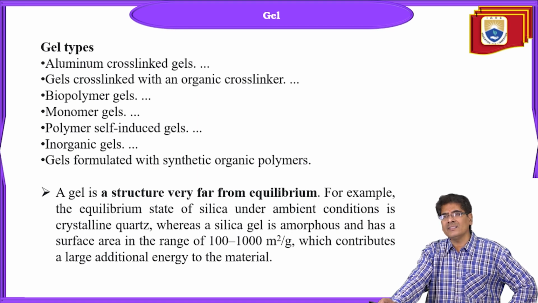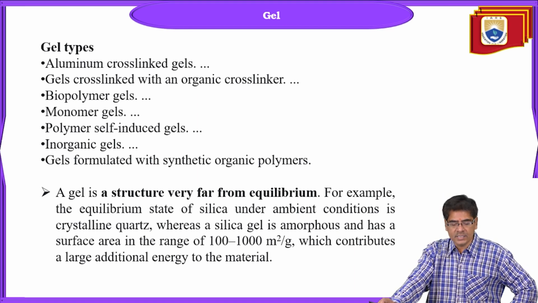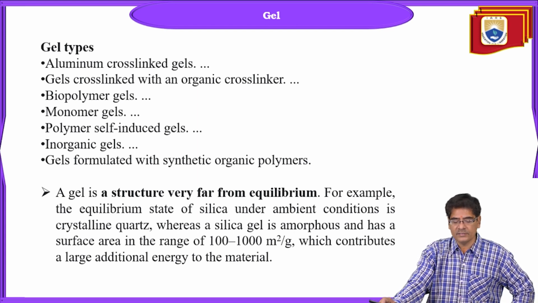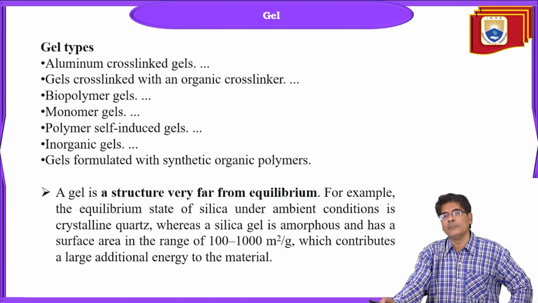What is the structure of a gel? The structure of a gel is very far from equilibrium. For example, the equilibrium state of silica under ambient condition is crystalline quartz, whereas a silica gel is amorphous and has a surface area between 100 to 1000 meters square per gram, which contributes a large additional energy to the material.